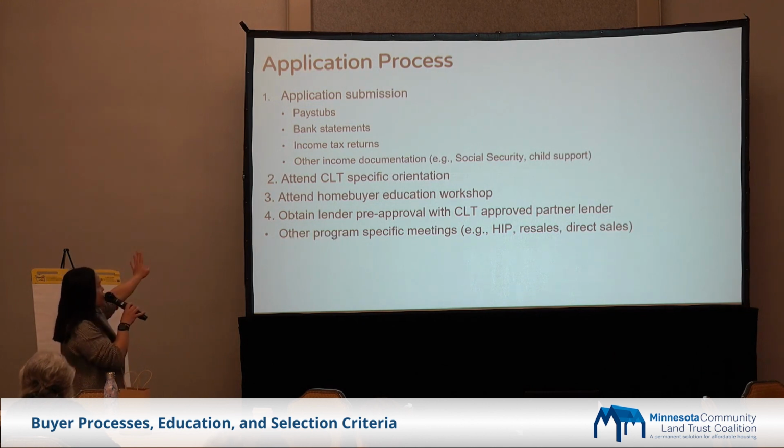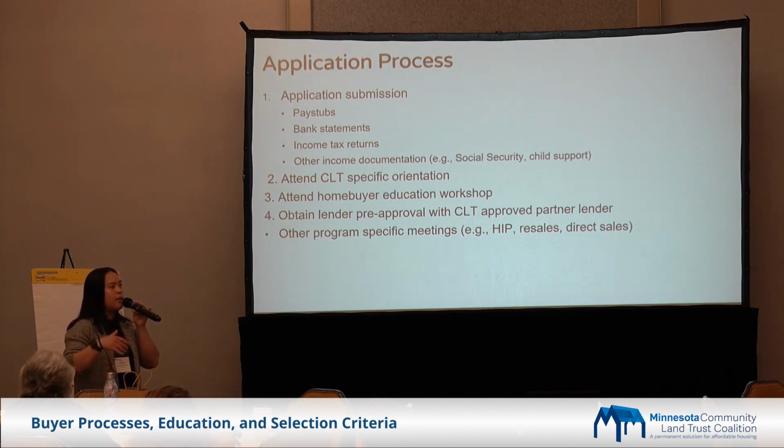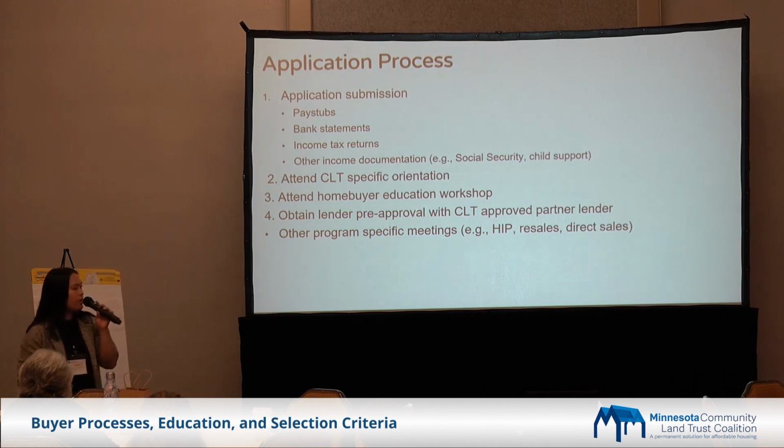And then second, we also want all of our buyers to attend a CLT specific orientation, as well as attending a home buyer education workshop, which our requirement is Home Stretch. We like for our home buyers to attend a third-party home buyer education course, just because we want some information to come from a third-party source where we're not telling everybody what the best thing to do is, where they have other ideas or other knowledge coming from elsewhere as well to make their best informed decision when they go to buy. And then along with that, we want everybody to attend a lender pre-approval with a CLT approved partner lender. And then there are also other program specific meetings.